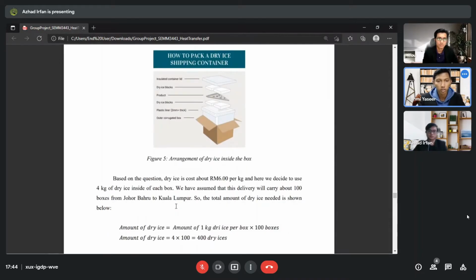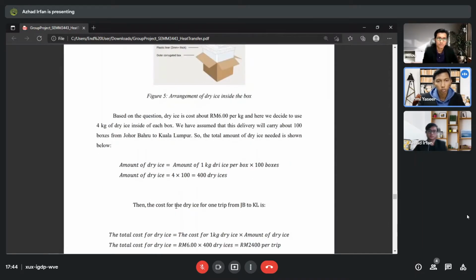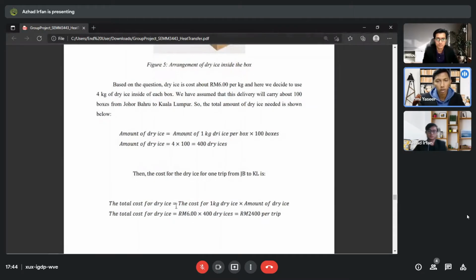So for the cost, dry ice costs about RM6 per kilogram, and here we decide to use about 4 kilograms of dry ice for each box. So there's about 100 boxes to deliver from Johor Bahru to Kuala Lumpur. So the amount of dry ice that will be used is about 400 kilograms, because one slice of dry ice is about 1 kilogram.